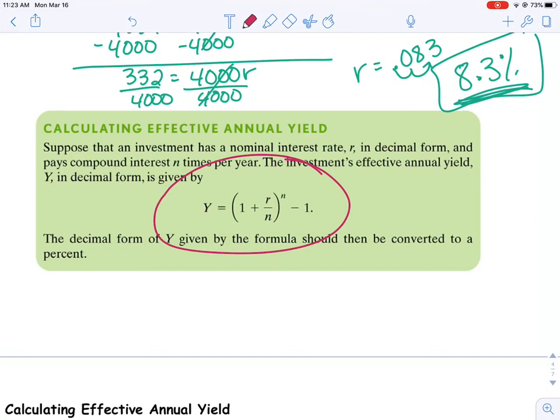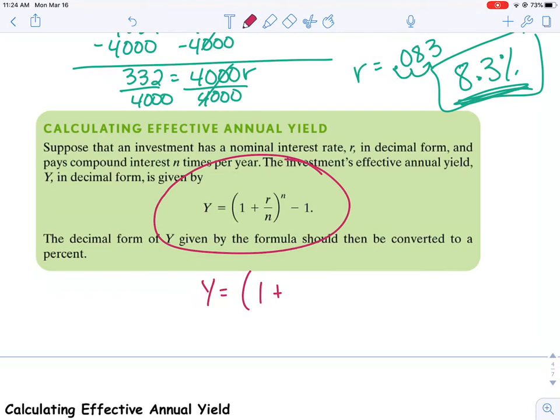It says here that Y is going to give us our effective annual yield, that simple interest rate that we found before. R is the interest rate that was given to us in the compound form. N, remember, is the number of times a year they were going to compound that interest. We can use this formula to help us figure out the effective annual yield without doing all of that work up above. Let me show you.